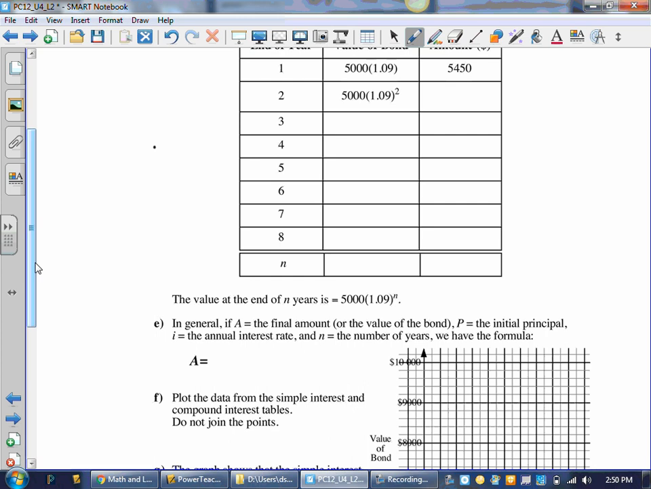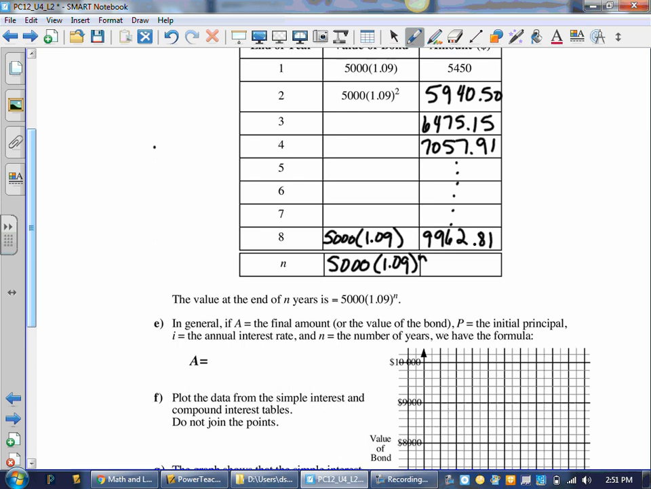I can just show you how this number grows. And it grows quite a bit. At first it's not a lot faster, but it begins to grow faster the longer you leave it in. It's going to go all the way down, and at the end we're going to have $9,962.81. It's just going to keep going, and your final formula is 5,000 times 1.09 to the n. This will be 5,000 times 1.09 to the 8.